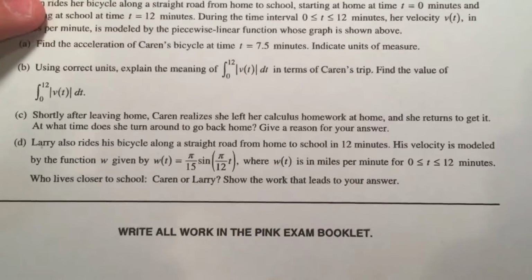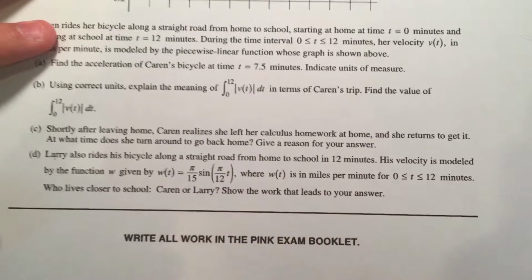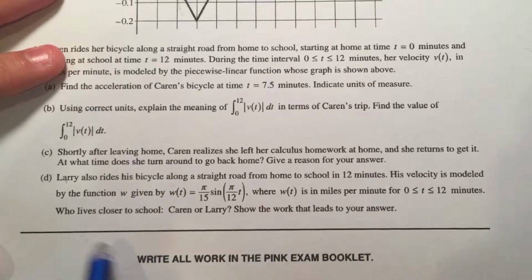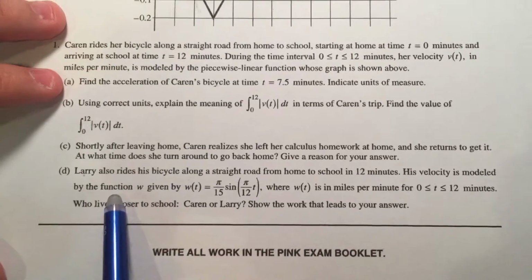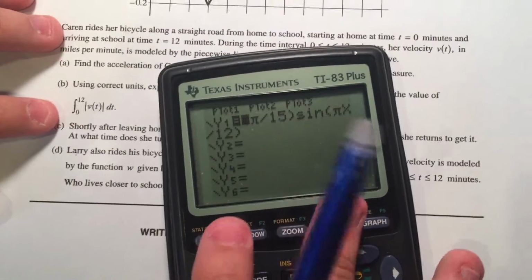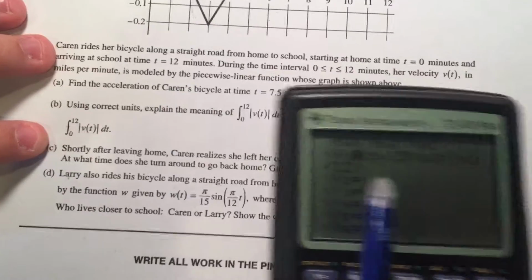Last question, part D. Larry's velocity function is modeled by w of t, which is this function right here, and they want to know who lives closer. In order to find out who lives closer, you need the total displacement of the two graphs. So we'll start off by calculating Larry's first. Since it's a graphical question, you want to get out your calculator, go to y sub 1, and enter in Larry's function right here.